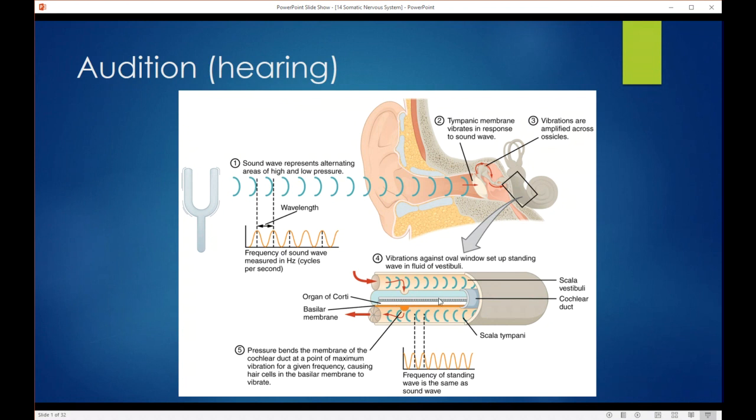So here's that organ of Corti, and the fluid is actually vibrating against that, and it's causing a wave within the fluid, which was just in that vestibule area, okay? And it's crossing over that organ of Corti, and it's sort of like folding over the hairs almost like keys on a piano, okay? And the frequency of that is going to change depending on what the frequency of the wave is, okay? So it's going to bend that membrane down to a point of maximum vibration for that given frequency, and then those hair cells in the basilar membrane are going to vibrate, and that's going to send the signal through.